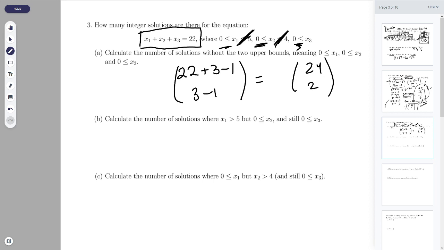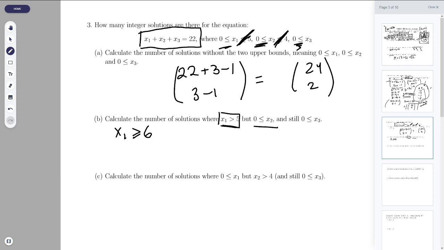So there's not a whole lot to do here. But now, let's say that we want to calculate the number of solutions where x1 is bigger than 5, but 0 is still bigger than... So what we're going to do is say, if x1 is bigger than 5, that means that x1 is bigger than or equal to 6.